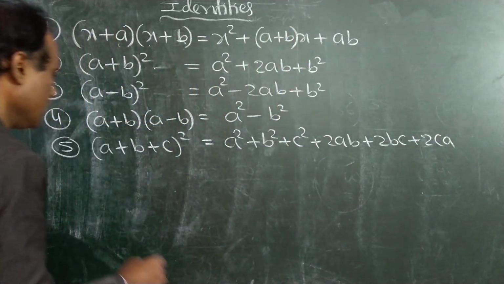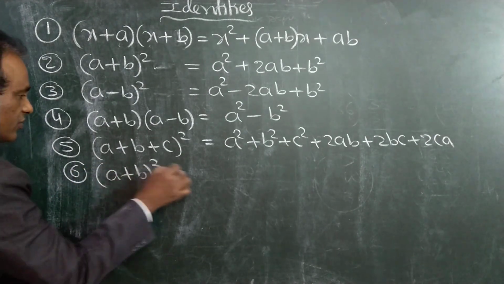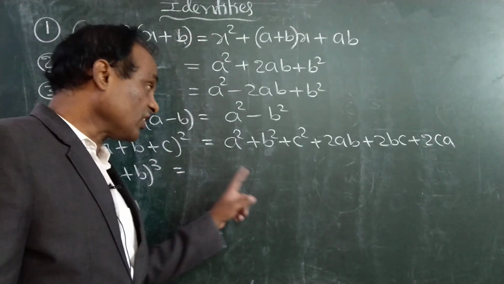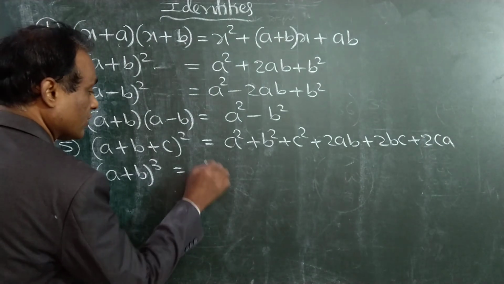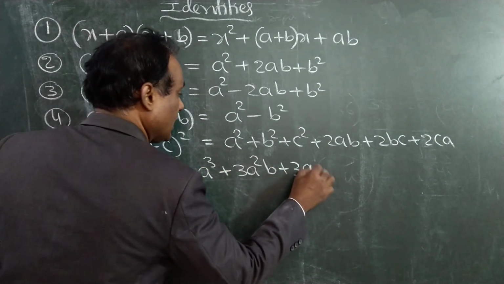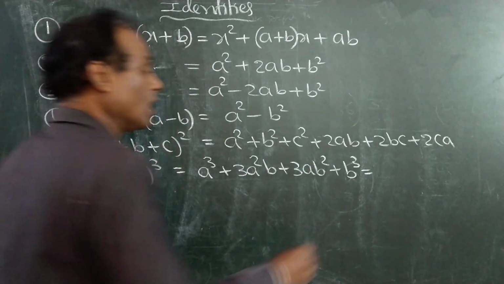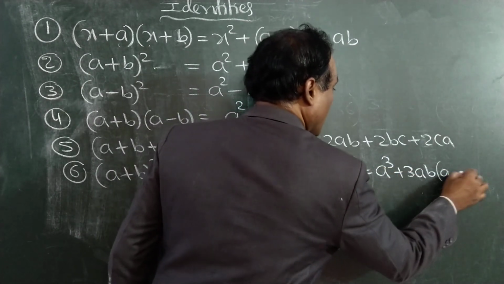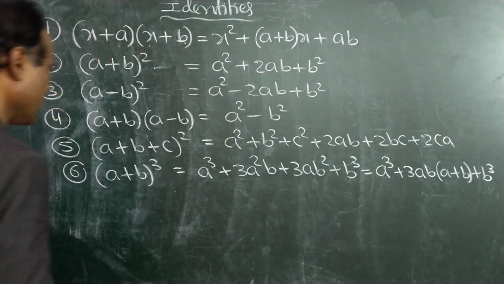This is the formula. Similarly, you know the (a plus b) whole cube formula, (a plus b) into (a plus b) into (a plus b), three times. Multiply the first two, then multiply with the third one. Do it compulsorily. The answer will be a cube plus 3a square b plus 3ab square plus b cube. This is the formula. It can also be written as, if you take 3ab common, a cube plus b cube plus 3ab into (a plus b). Both are the same. Anyway, you can remember.